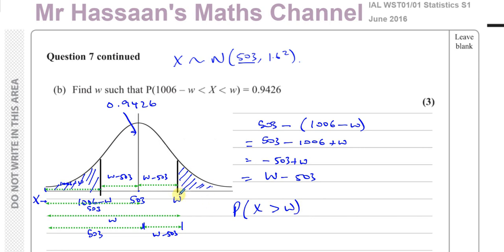The probability that X is greater than W is equal to, now I want to find this area here. Well, it's like the whole area, which is 1, minus this part, which is 0.9426. Now that will give me these two areas together, and these two areas are equal in size, so I can then divide this by 2. Alternatively, I could say that the whole of this area from here to there is 0.5, and I could then do 1 minus 0.9426 divided by 2 and take that away from 0.5. I could have got that as well, but this is easy actually.